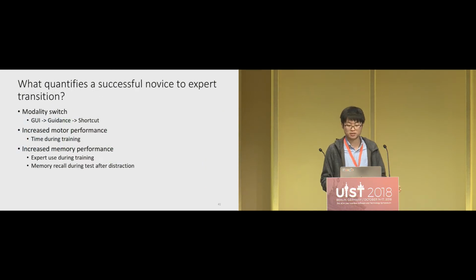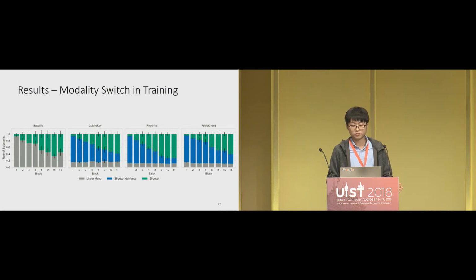Before we talk about the result, let's just think about what could quantify a successful novice to expert transition. First thing is a modality switch. You will observe users use more shortcuts throughout the time. Second is to measure motor performance, which can be observed from the time change during training. Third is to measure memory performance, which can be observed from expert use during training and memory recall during the test after the distraction.